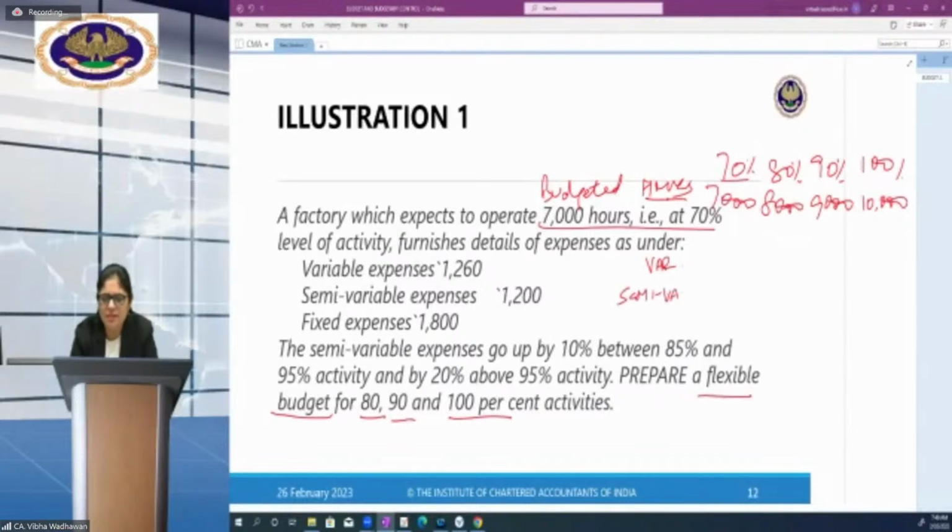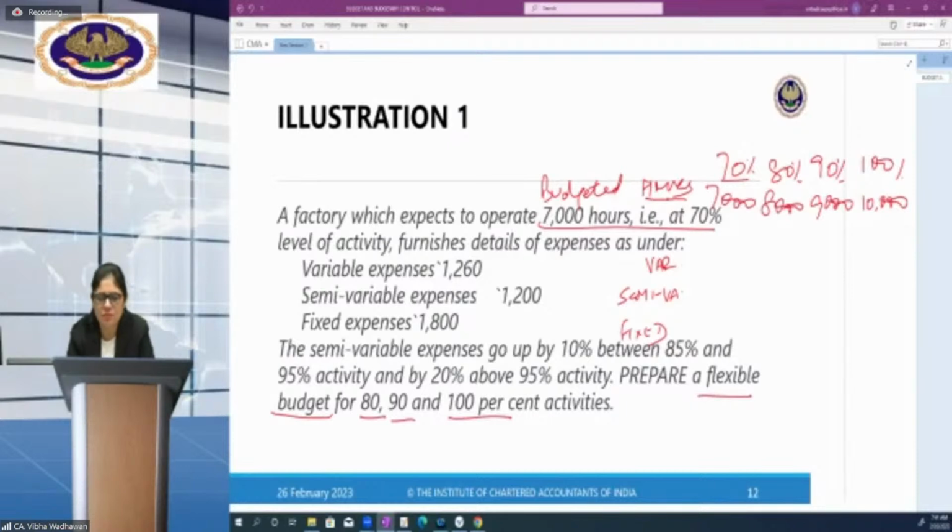Semi-variable expenses are there, and fixed expenses are there. Only the three categories of expenses are here. So in this question, you don't have to split between semi-variable, fixed and variable. This is a different type of question. So let us first see the variable expenses.